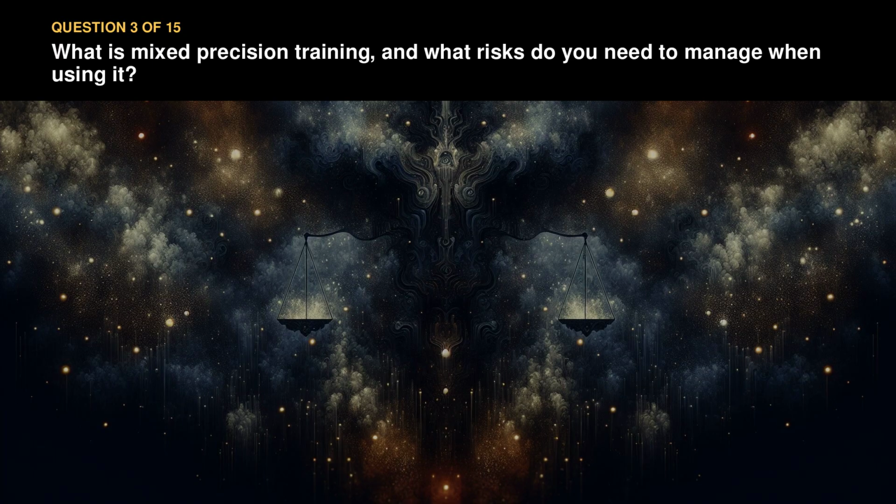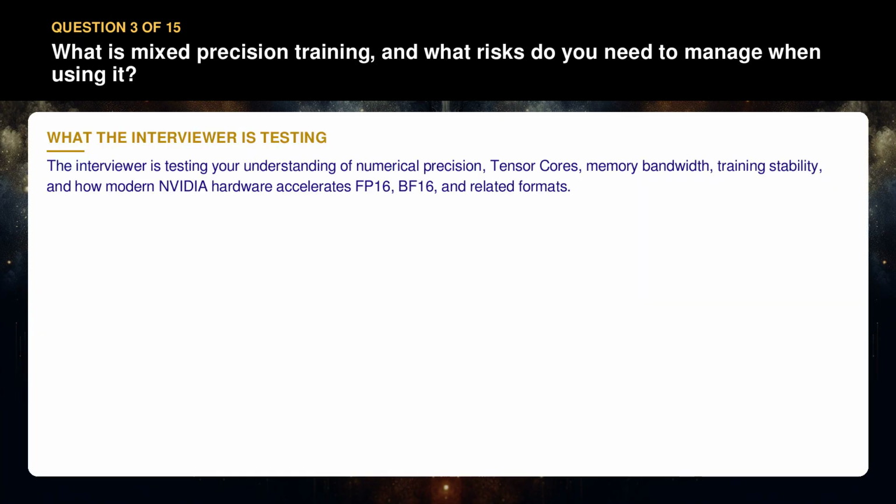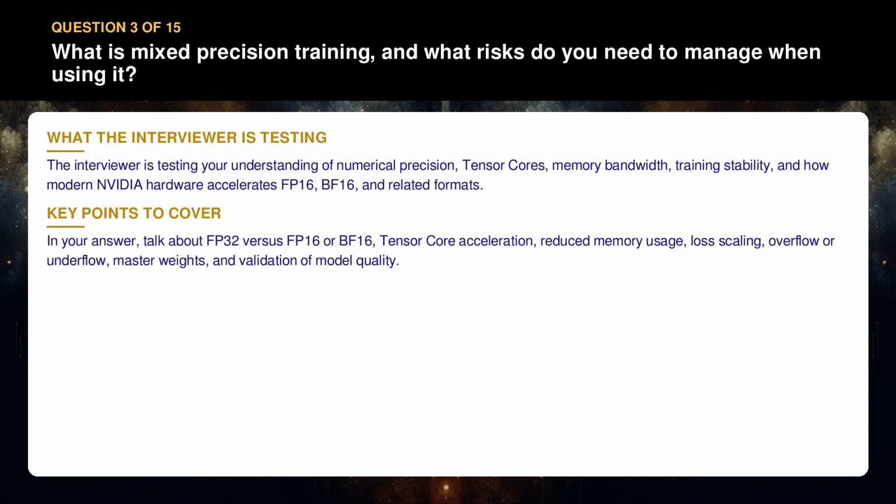Question 3. What is mixed precision training, and what risks do you need to manage when using it? The interviewer is testing your understanding of numerical precision, tensor cores, memory bandwidth, training stability, and how modern NVIDIA hardware accelerates FP16, BF16, and related formats. In your answer, talk about FP32 versus FP16 or BF16, tensor core acceleration, reduced memory usage, loss scaling, overflow or underflow, master weights, and validation of model quality.